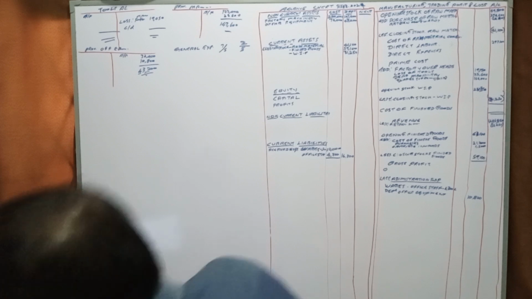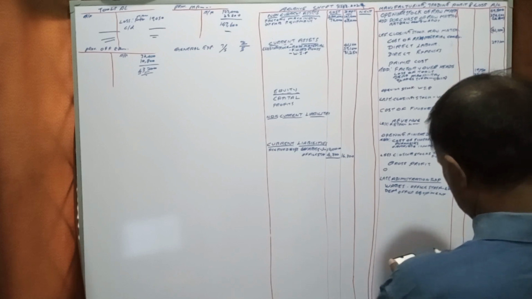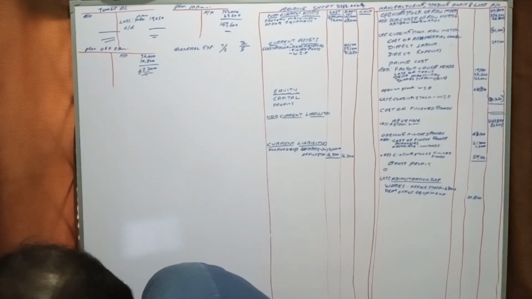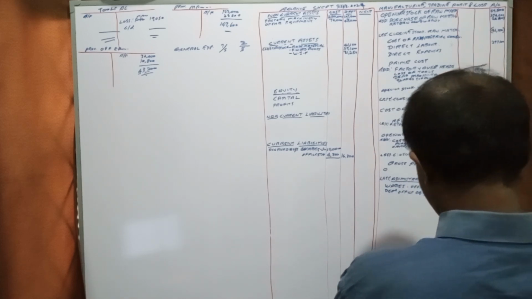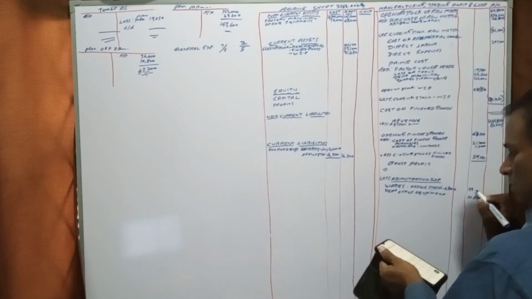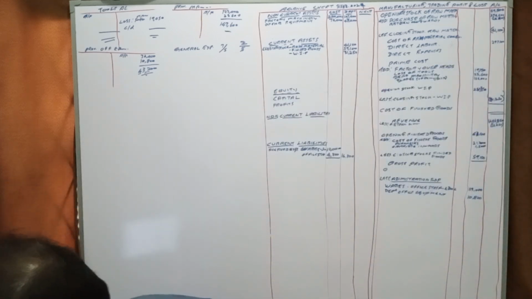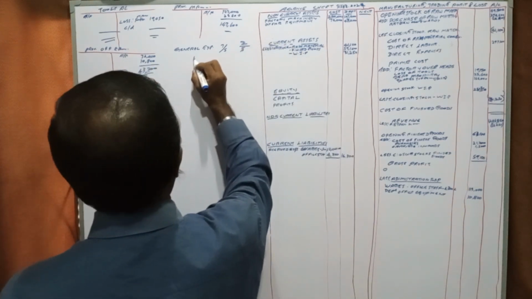Office staff 108,700. Office staff 108,000, 8,700 plus 4,300, 113,000, right? And general expenses 160,000. General expenses 160,000.